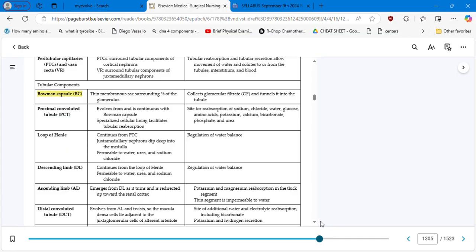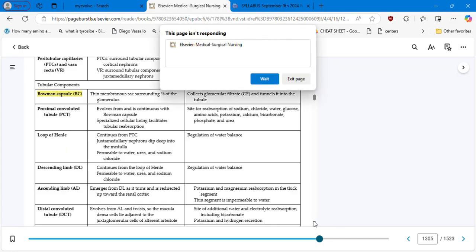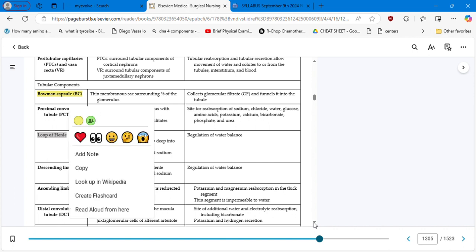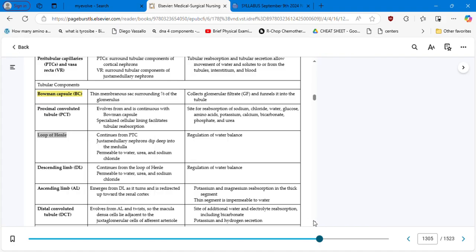Also, what else? Let me see here. Okay, let me see what else I want you to remember. I think it's enough in terms of the tubular components, right? So the tubular components. And then, so let's stop here. Let me see if we can move this farther.